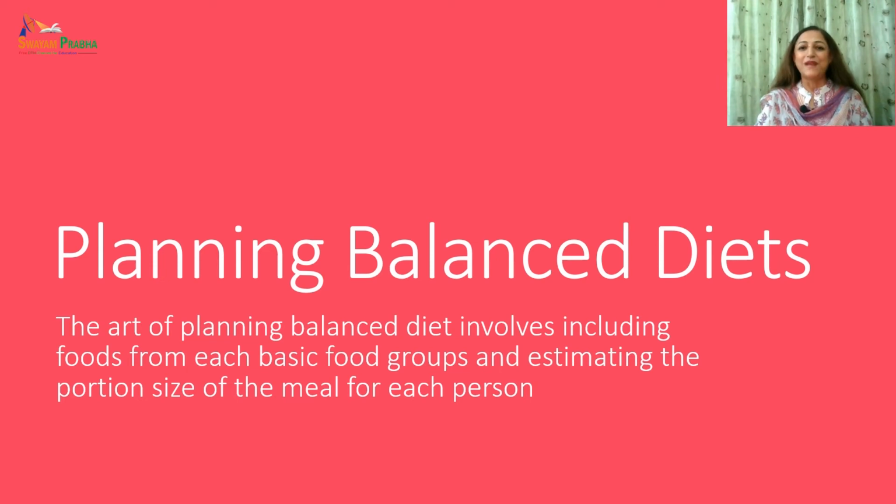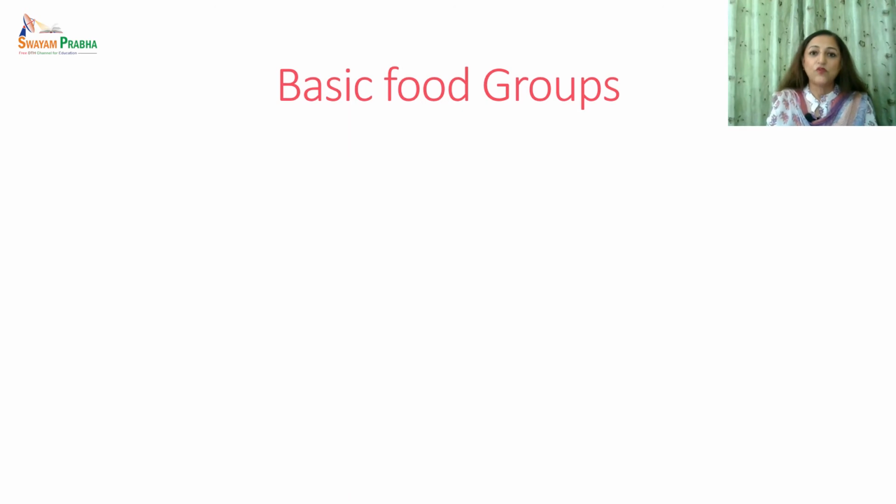Let's study planning of balanced diets. The art of planning a balanced diet involves including foods from each basic food group and estimating the portion size of the meal for each person. Let's talk about what these basic food groups are, which are to be considered while planning a balanced diet. As we have already studied, we have to choose foods from different food groups to ensure that we get all types of nutrients in the right amount.